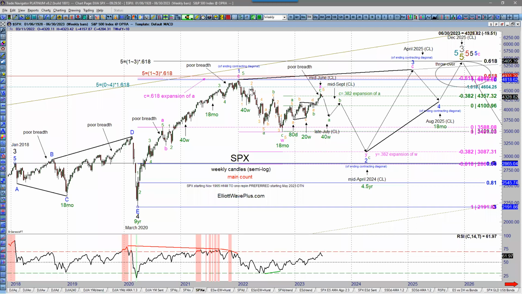I think that what we're going to get is a double zigzag. So A, B, C, that's the first zigzag for an X. And then the move up in the S&P, a triangle for B, terminal thrust out of the triangle, finished. That would be the X wave. And then we would get another ABC down for a Y wave. And then what we'd end up with is a double zigzag for wave 2 down into the first or second quarters of next year.